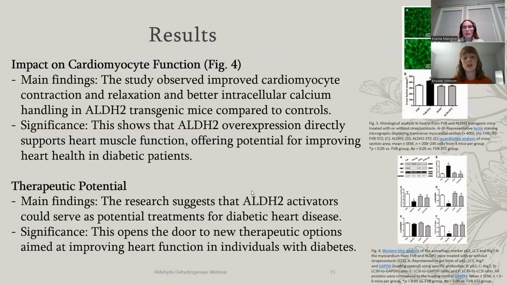In addition, the study also observed improved cardiomyocyte contraction and relaxation and better intracellular calcium handling in ALDH2 transgenic mice compared to controls, which shows that ALDH2 overexpression directly supports heart muscle function and offers potential for improving heart health in diabetic patients. The research also suggests that ALDH2 activators could serve as a potential treatment for diabetic heart disease. This opens the door to new therapeutic options aimed at improving heart function in individuals with diabetes.